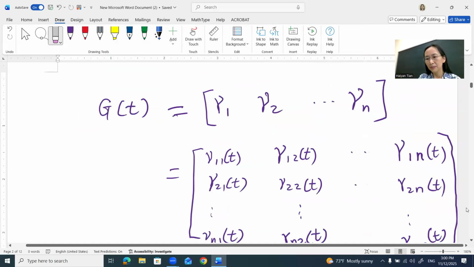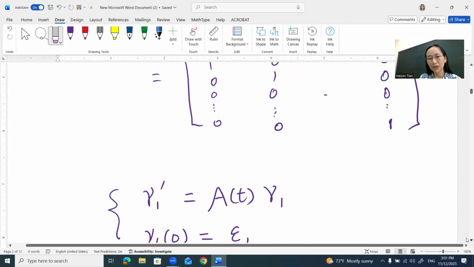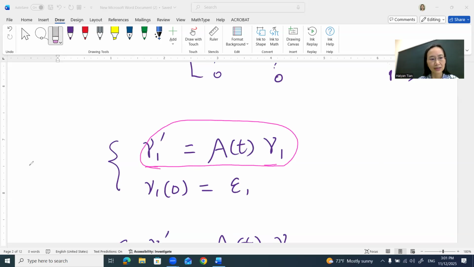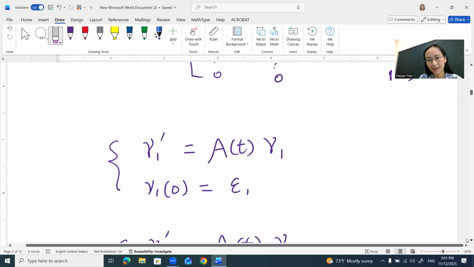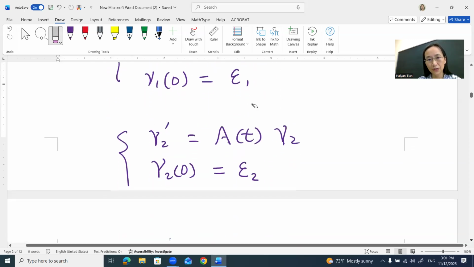So then immediately, we have the matrix equation. Since each column satisfies the homogeneous equation, then the entire matrix satisfies the homogeneous equation. You see we have first column, second column. So each column of the fundamental matrix satisfies the homogeneous equation.